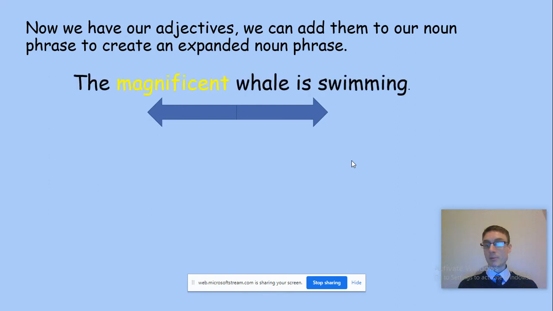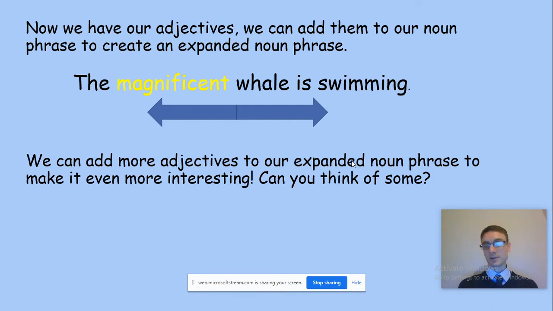Here we go. Oh, we've got magnificent. The magnificent whale is swimming. I was thinking of the large whale or the gigantic whale. And it says we can add even more adjectives to our expanded noun phrase to make it even more interesting. So maybe we could do the large, magnificent whale is swimming. If you want to pause the video again and think of some of your own, then that's something you might want to do.